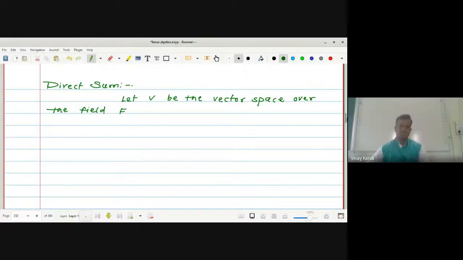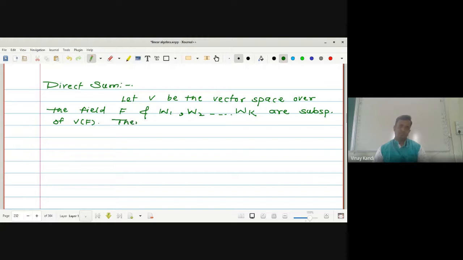So what is the direct sum? Let V be a vector space over the field F, and let W1, W2, up to Wk be subspaces of V over the field F.